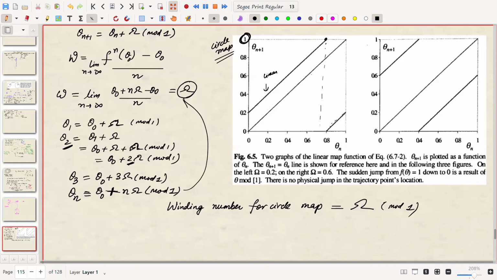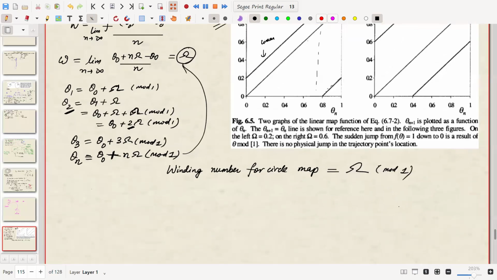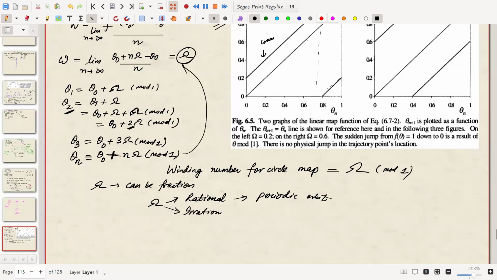So this is just the winding number. If I told you omega can be a fraction, no? Omega can be a fraction. Now suppose omega becomes a rational number, then you know that it is a periodic orbit. I told you in the previous class. If it is irrational, it should be quasi-periodic. That's it. That's what I wanted to tell, because if I stop here, then we start from the middle.